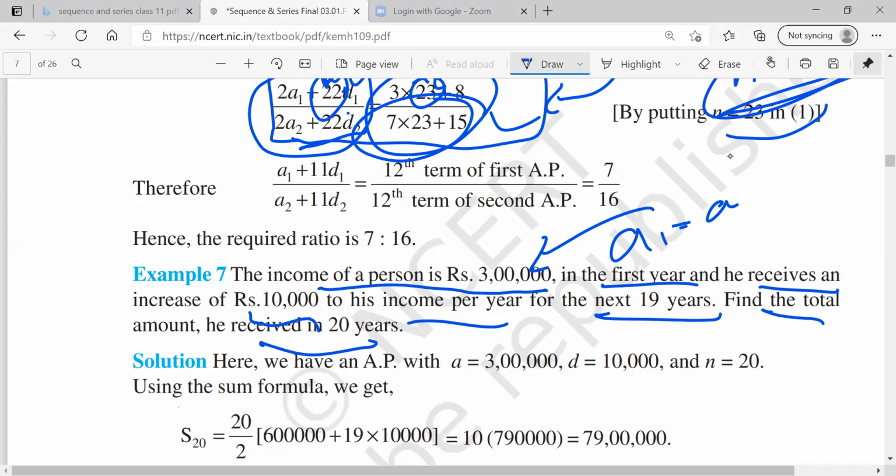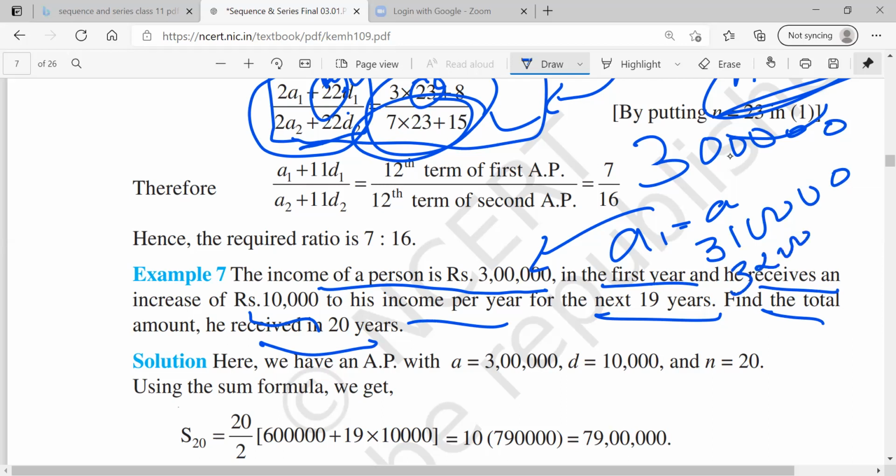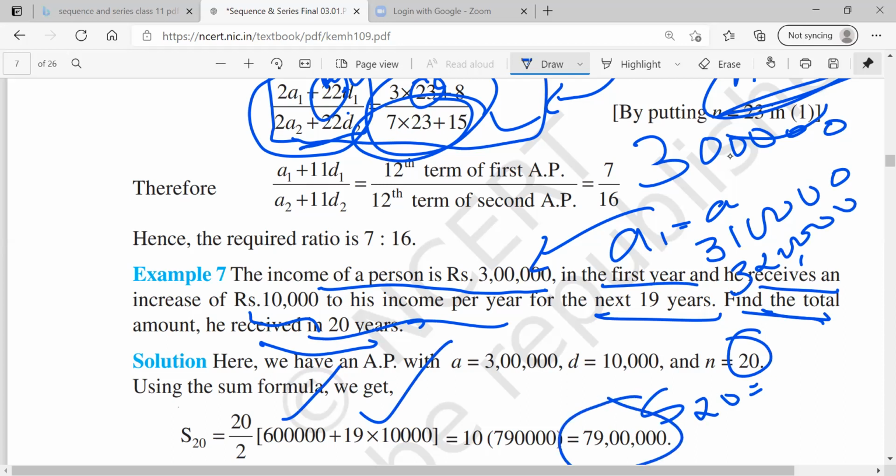So what do you do? The first year he is getting 3 lakh. Second year he is getting 3 lakh 10,000. Then the next year 3 lakh 20,000, and so on. So the common difference is 10,000. Correct. We need the sum of n terms, in 20 years, so S20. n by 2 into 2a plus n minus 1 into d. What is the n value? 20. 20 minus 1, 19d. So you just substitute this and get the answer. So the total amount he'll get is 79 lakh. So this is a well below-the-level question.